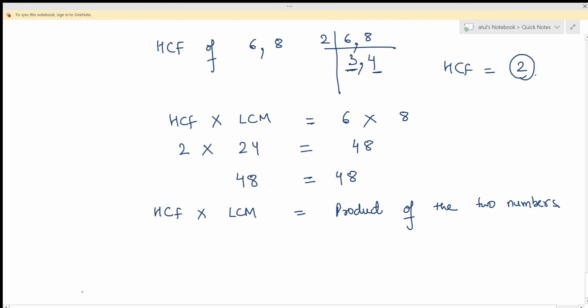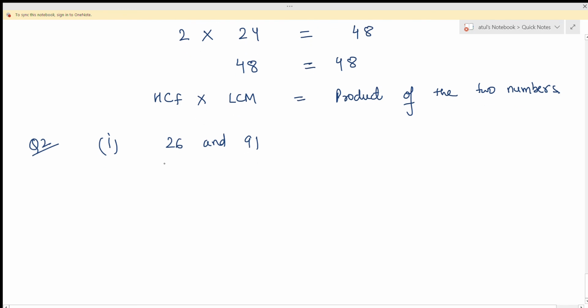Let us use this in a question which is exercise 1.2, question number 2. You need to find the LCM and HCF of the following pair of integers. Verify that the product of LCM and HCF is equal to the product of the two numbers. Let us take the first part. The first part says it is 26 and 91.